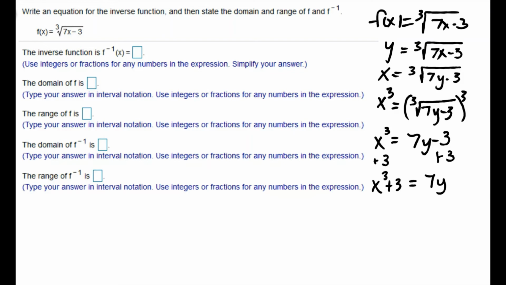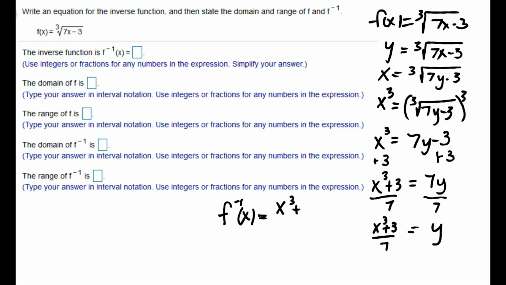We're still trying to get y by itself, so we're going to divide both sides by 7, and that gives me y equals x cubed plus 3 over 7. And now that we've gotten y by itself on one side, we have the inverse function. So I'm going to write that as f inverse of x is x cubed plus 3 over 7. So we found the inverse function. So let's go to the next part.